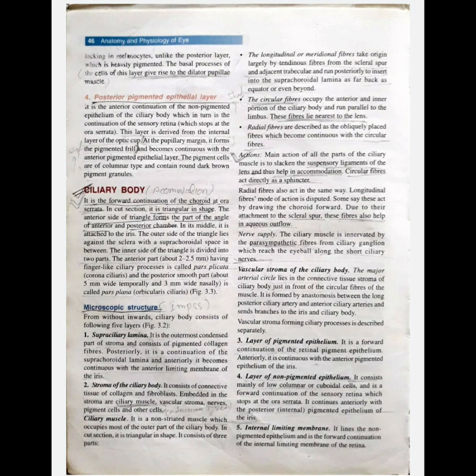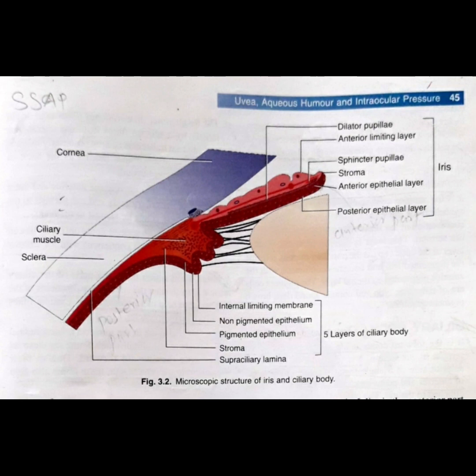supraciliary lamina, stroma of ciliary body, layer of pigment epithelium, layer of non-pigment epithelium and internal limiting membrane. So the supraciliary lamina is the starting part. After the sclera there is the suprachoroidal space and then that layer is called the supraciliary lamina.